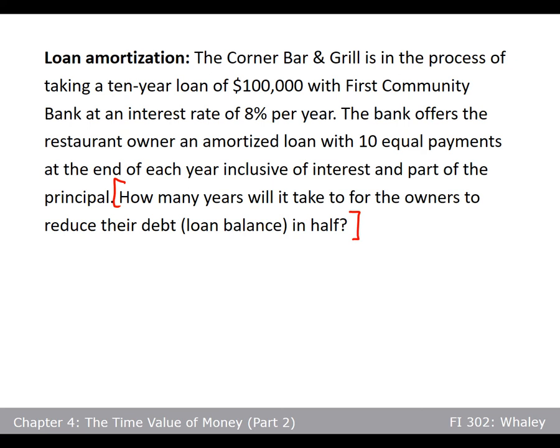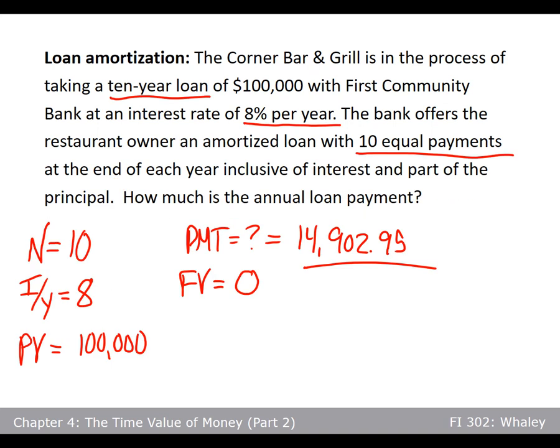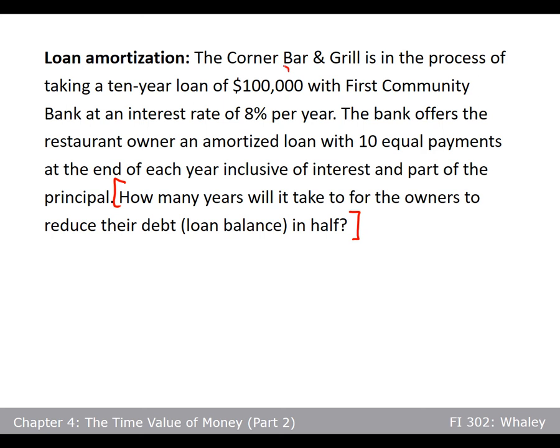So they're going to make a payment of $14,902.95 every year towards their $100,000 loan. Every year, part of that payment goes to pay off interest, and part goes to pay off principal. So if you're making a $14,000 payment every year, how many years would it take to reduce their debt in half, from 100 grand to 50 grand? The temptation here is to say, okay, I just divide 50 by the $14,000 payment, and that tells me the number of years.